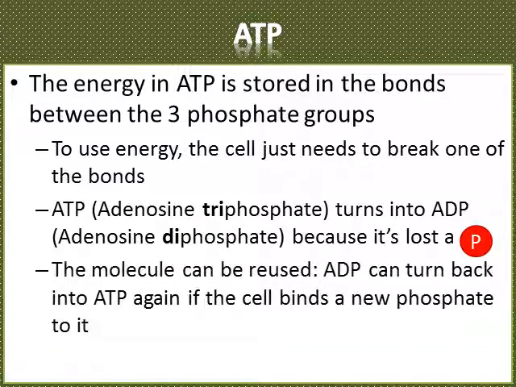Now, ADP can be reused. Okay, your cell likes to recycle and reduce and reuse and all that good stuff because it saves it a lot of effort and a lot of energy in the long run. So that ADP, just because it's lost a phosphate, doesn't mean it can no longer be used. It can still be used. All the cell needs to do in order to make that ADP usable again is to attach a new phosphate to it. Okay, and we'll talk about that when we talk more about cellular respiration in the next chapter.